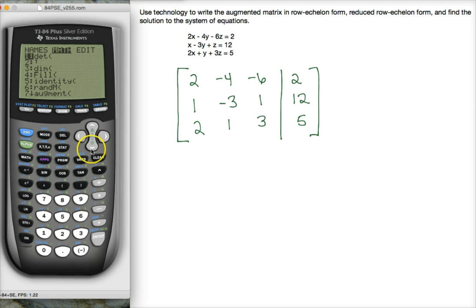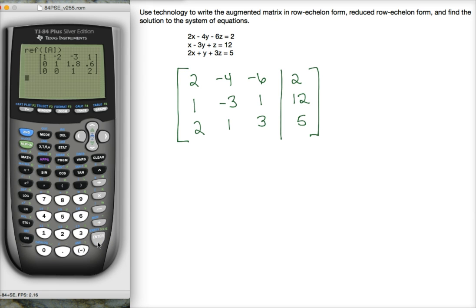So we want to find the row echelon form. So I'm going to scroll down. I'm looking for the one that says REF. So we're going to use this one first, then we'll look at the RREF. So REF stands for row echelon form. So now we want to tell the calculator what matrix we want it to put into row echelon form. So hit second and matrix again. And here from the names menu, just hit enter to select matrix A.